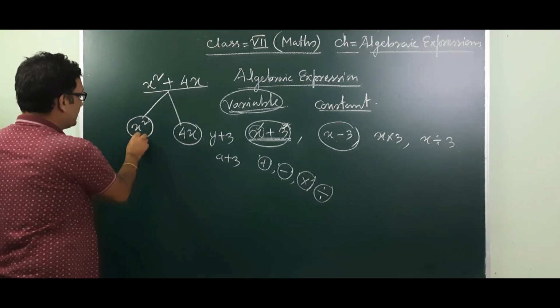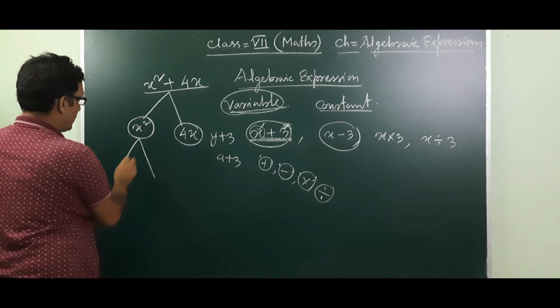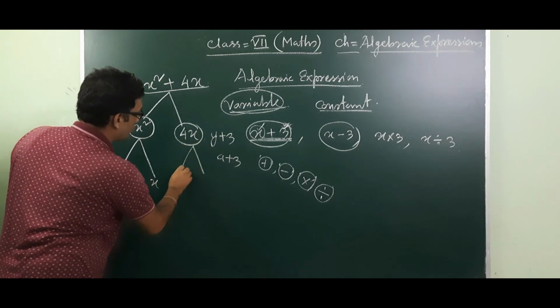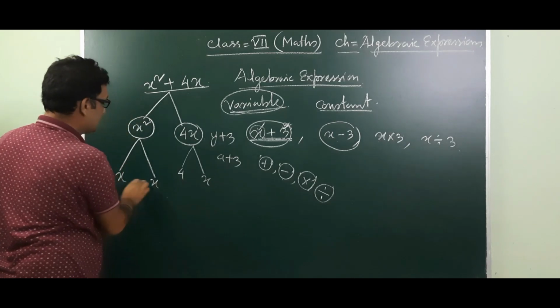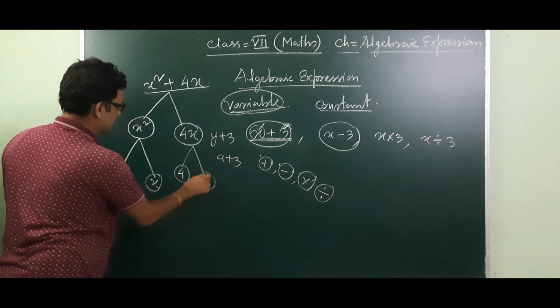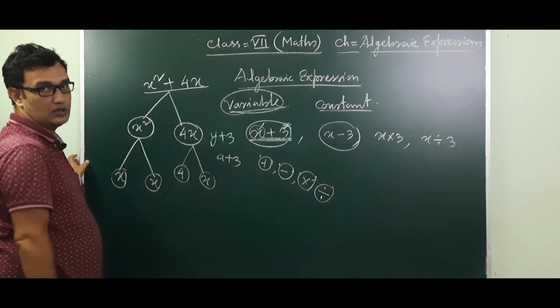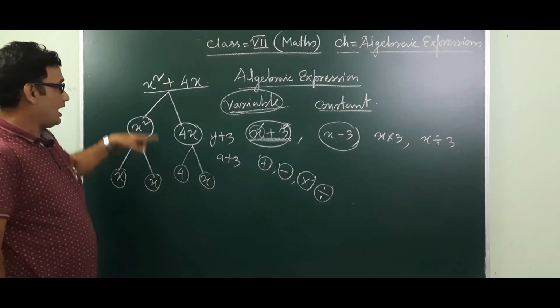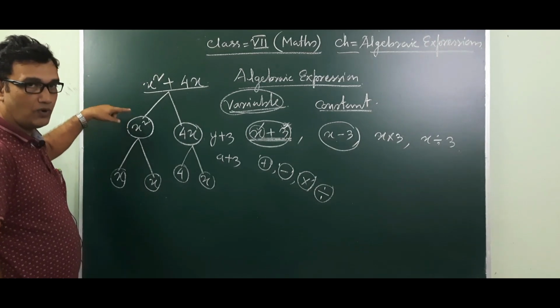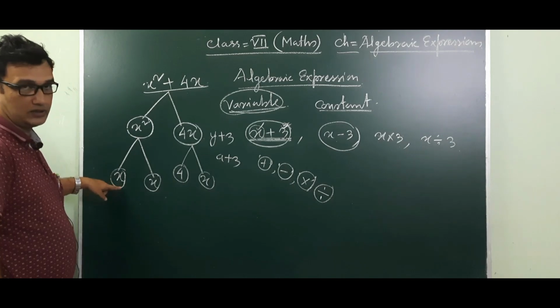Now if we break this again, x square you can write as x and x. This 4x you can write as 4 and x. These are called factors. From an algebraic expression you get terms, and from terms you get factors.